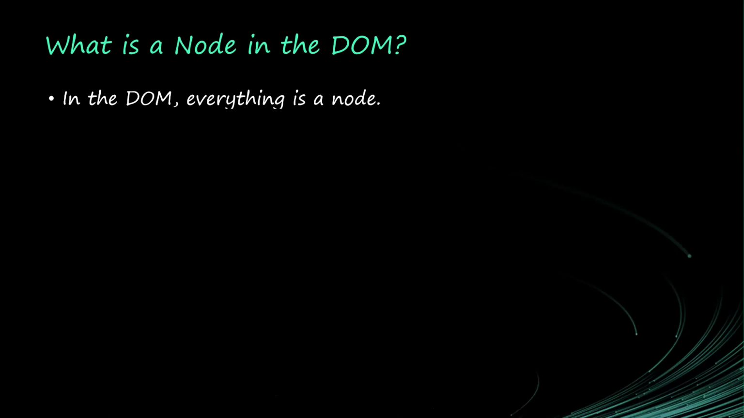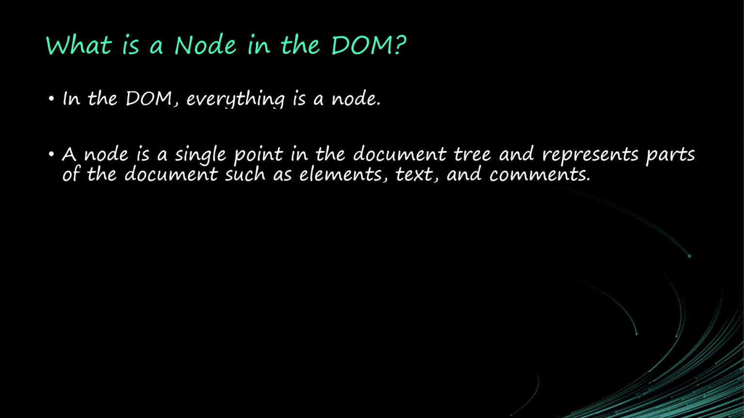Remember that the DOM is like a tree, a tree that the browser created out of the HTML. A node is a single point in the document tree, and it represents parts of the document, such as elements, text, and comments. So when you have elements, text, and comments in your HTML page, all these things are going to form a node.